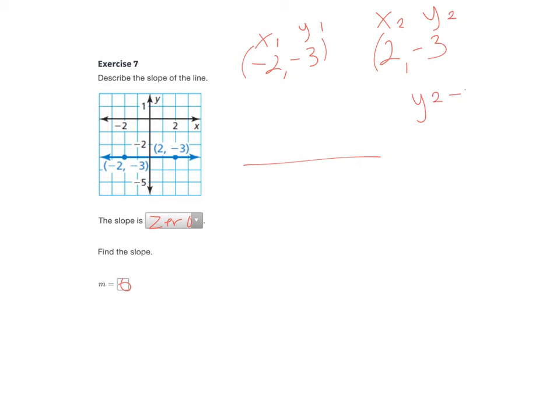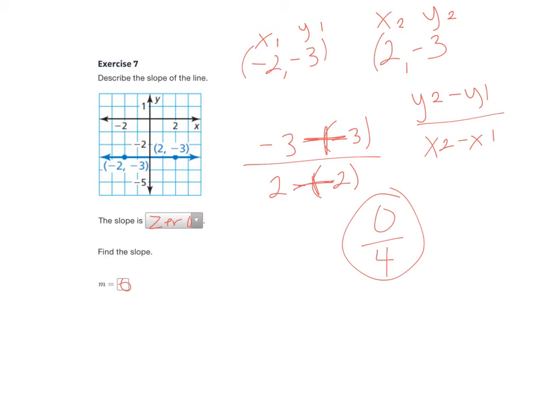Using the formula, y2 minus y1 over x2 minus x1. I would have, let's see, y2 would be -3 minus -3 over 2 minus -2. So here I've got -3, subtract a negative, we're going to change that into a big plus sign. -3 plus 3 is 0. 2 minus -2 is going to be, change that into a plus sign, is going to be 4. So whenever you have 0 in the numerator, we call that 0 slope.